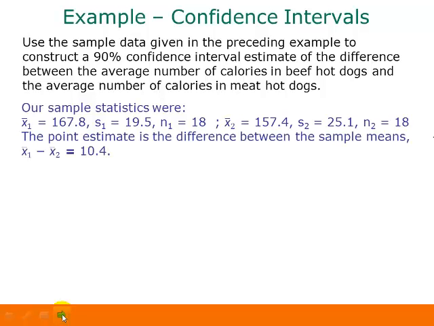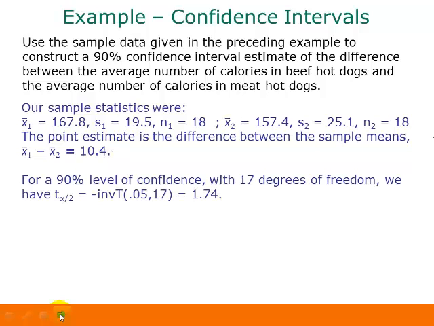Now what we're trying to estimate is the difference between the mean number of calories in beef hot dogs and the mean number of calories in meat hot dogs. So our point estimate is just the difference between our two sample means. So it's the 167.8 minus the 157.4, and that gives us 10.4. So this is estimating how much difference there is between the average calories in the two types of hot dogs. We're estimating here that there's about 10.4 calories difference.